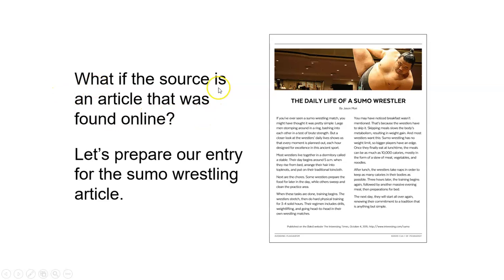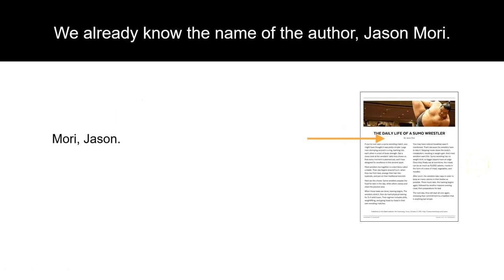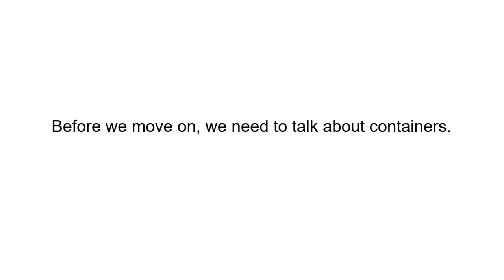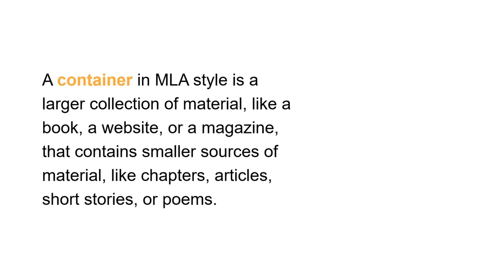But what if the source is an article that was found online? That was the case for the sumo wrestling article that we read. Okay, so we already know the name of the author. The author is Jason Mori. So remember, last name, comma, first name, and then a period is how we start our citation. But before we move on, we need to talk about this thing that I alluded to before called containers.